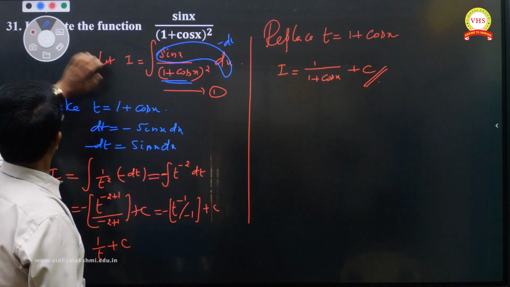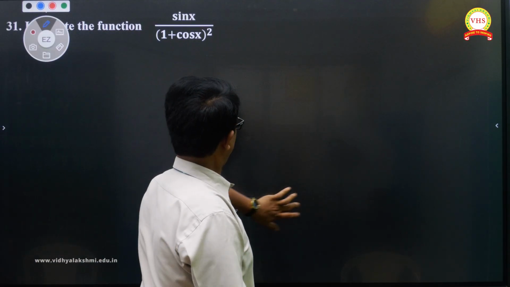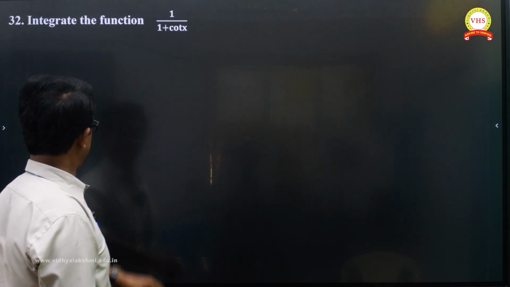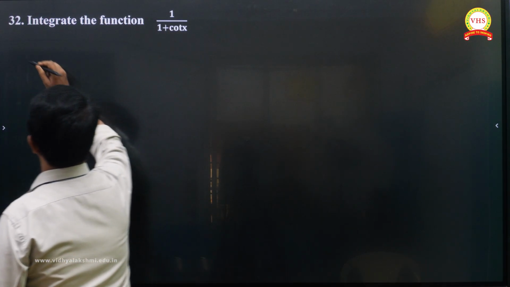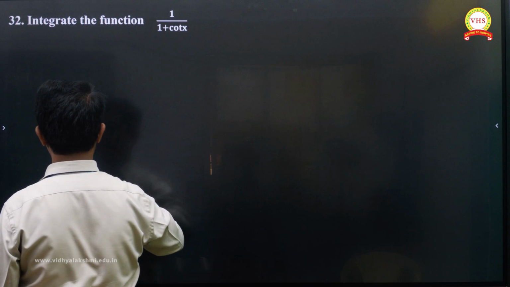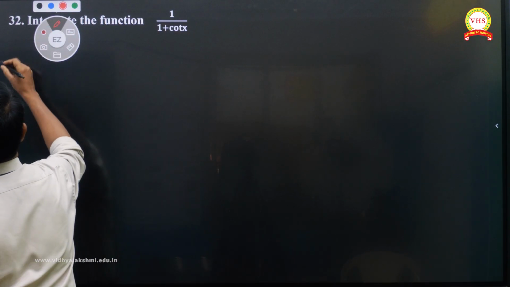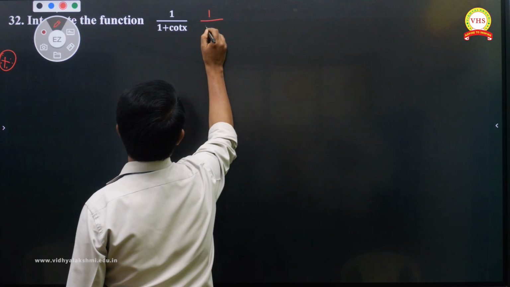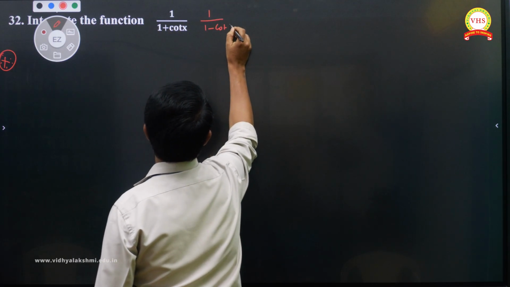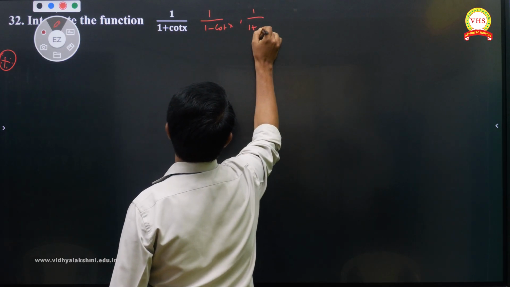Yes, can we go to question number 32? What is question number 32? That is 1 by 1 plus cot x. Yes, this kind of sums are important for 3 mark questions. Such a question has extensions of this kind, that is 1 by 1 minus cot x, and then 1 by 1 plus tan x.